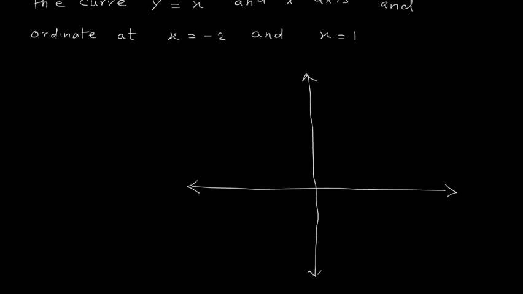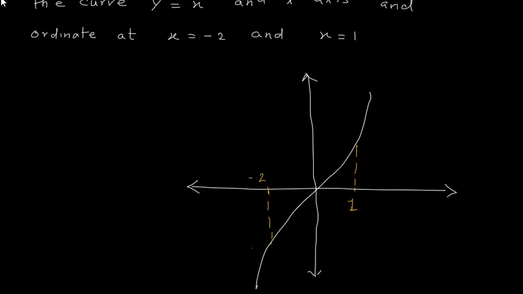Now this is a cubic curve. When the value of x is negative, x cube will be a negative value. So when you draw the graph, you will get something like this. Okay, it will be symmetrical about both the axes. So we draw like this. Okay, that will be better. And we have to find this area between x is equal to minus 2 and x is equal to plus 1.